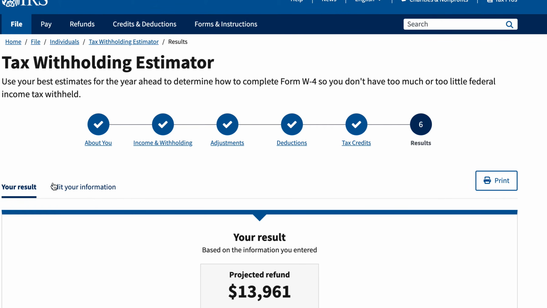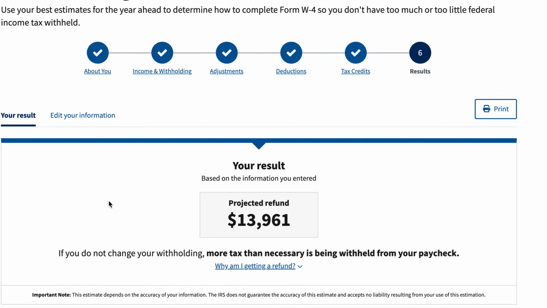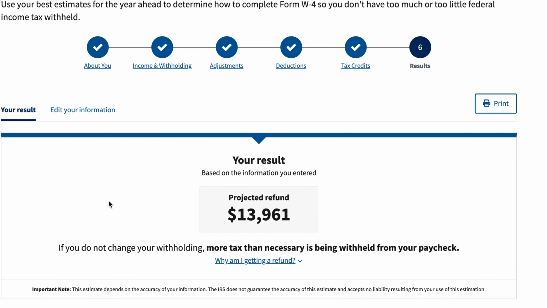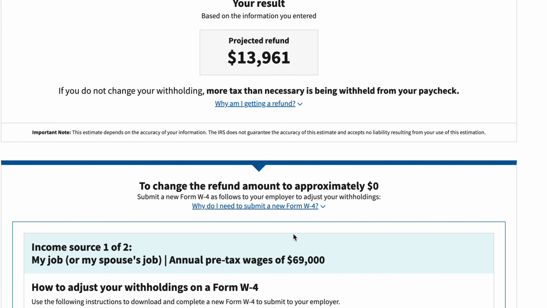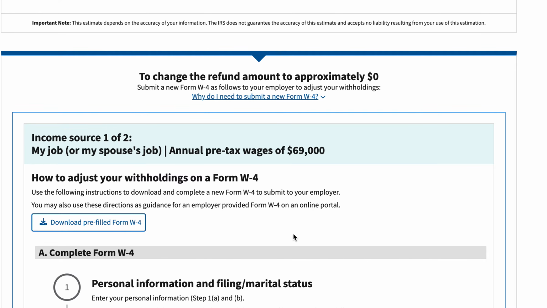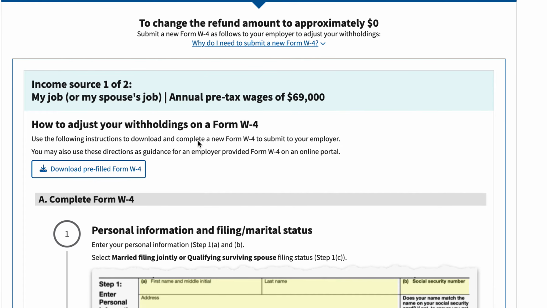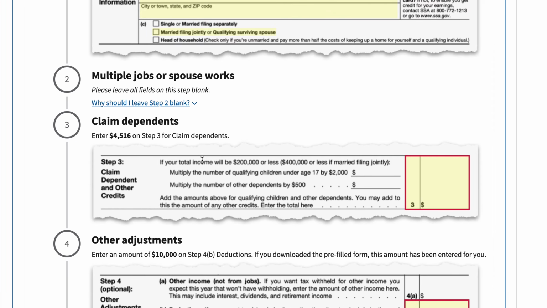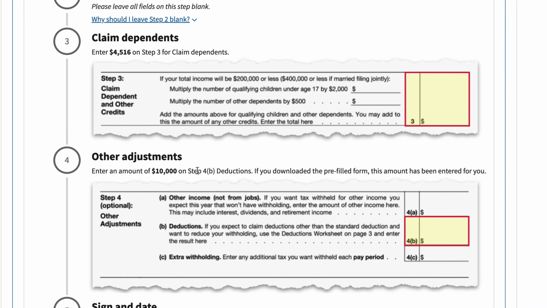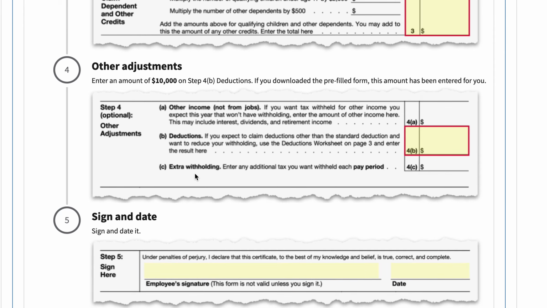I think other than the child-related credit, we're good. So now it looks like we might be withholding a little too much money. We've got a $13,961 refund coming in, and then you can get specific instructions on how to complete your W-4. You can download a pre-filled version of a W-4. You can step by step figure out how to claim other deductions and things of that nature.